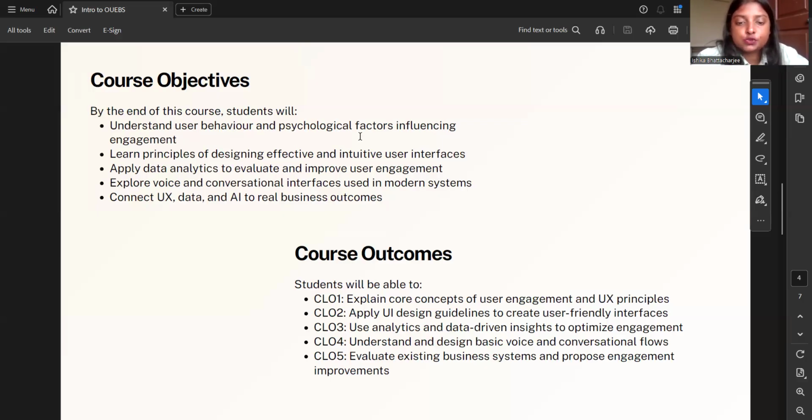Next, the students are going to explain how to use analytics and data-driven insights to optimize engagement. Next, they are able to understand and design basic voice and conversational flows. So you are going to get to know about how we design the conversational AIs or how we use NLP and the actual implementation of those. Then we are going to learn how to evaluate existing business systems and propose engagement improvements.